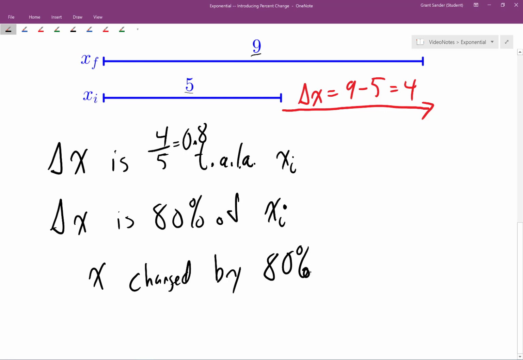So in general, when we consider percent changes, we're measuring the change in the value of a quantity using 1% of the initial value of that quantity. So in this case, we measured the change in x using 1% of this initial value of x.